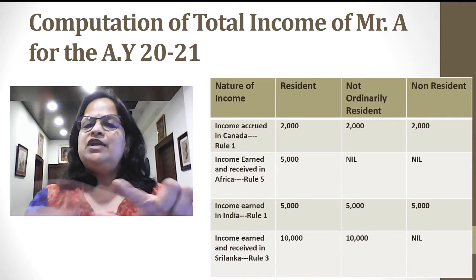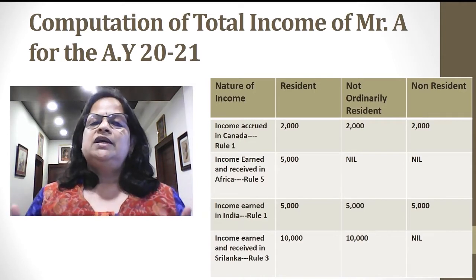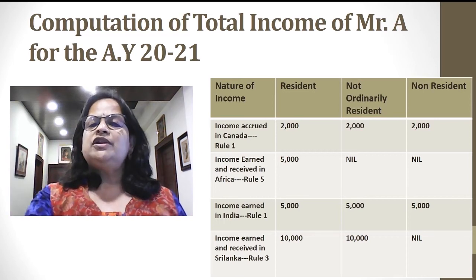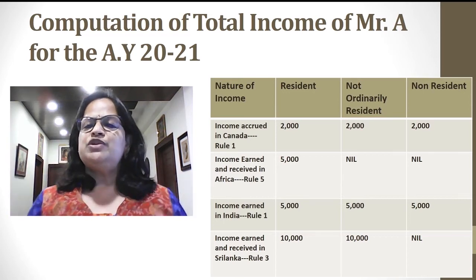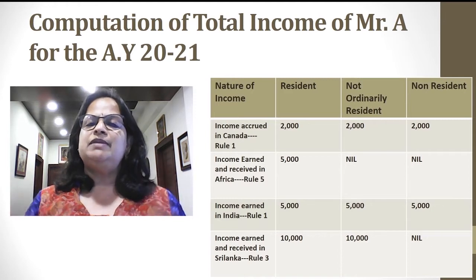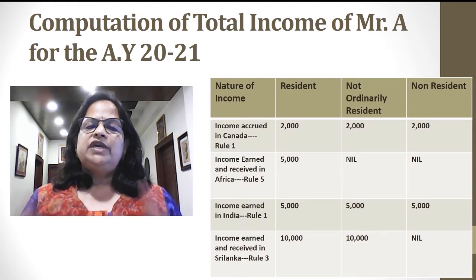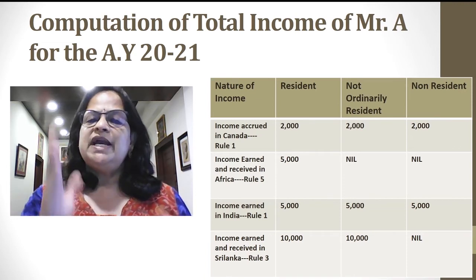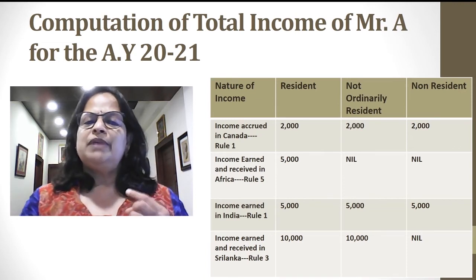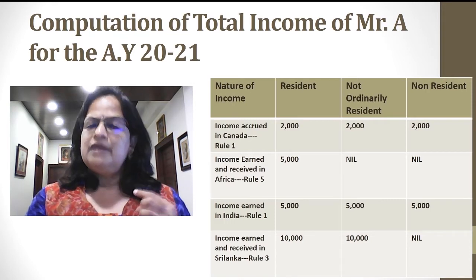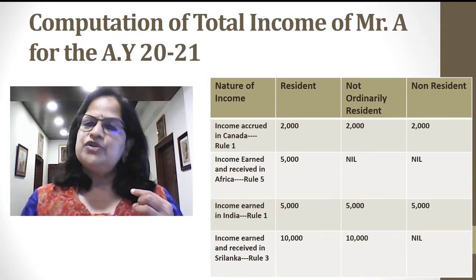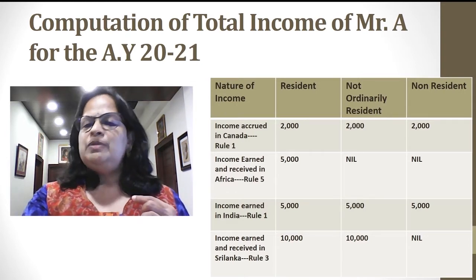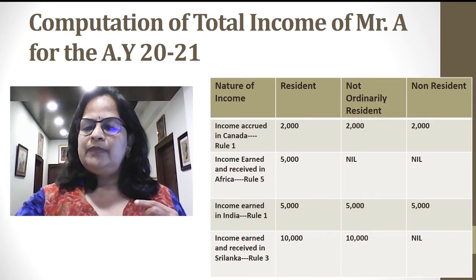You have to write that and you have to make it a table like this. So nature of income, whatever is given in the question, then resident, not ordinarily resident and non-resident. The format you have to make. We expect this answer in a tabular form. So here, income accrued in Canada but brought to India. So that is an Indian income. First point you remember: Indian income earned in India or received in India. So rule number 1 is the case and it will be taxable in all the cases.